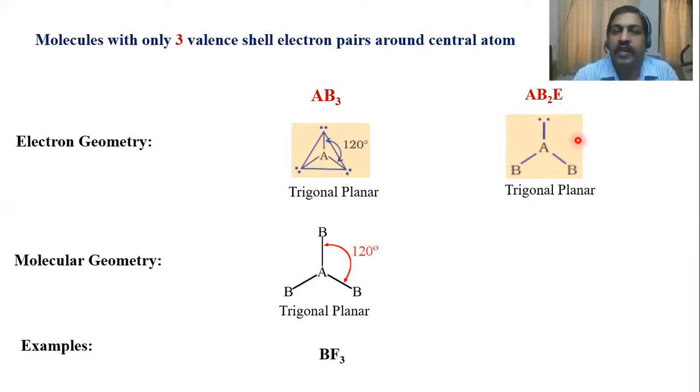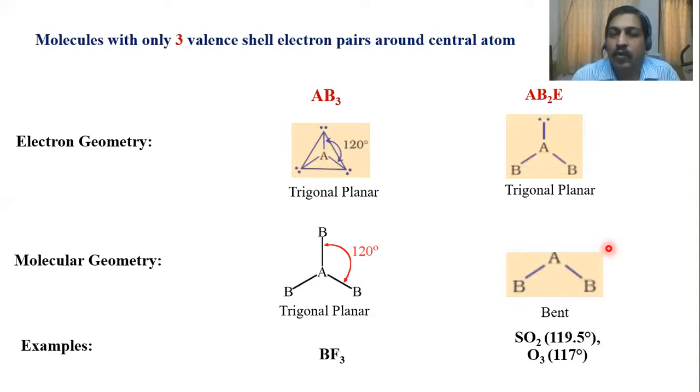molecule. If we consider only the arrangement of atoms in the molecule, we'll arrive at the molecular geometry. So as you can see, the molecular geometry is bent. It is having a bent shape. So examples of AB2E type molecules are sulfur dioxide and ozone.